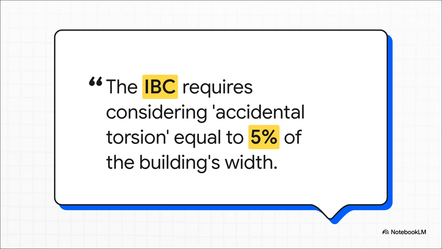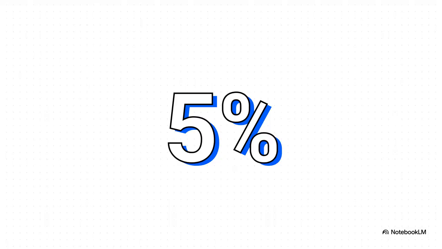Basically, we have to design as if the centers are already a little bit misaligned from the get-go. And here it is. This is the magic number you absolutely need to remember for the exam, 5%. The code says we have to do our calculations assuming the center of mass has shifted by 5% of the building's dimension. This makes sure there's a built-in margin of safety for any weirdness we didn't plan for.